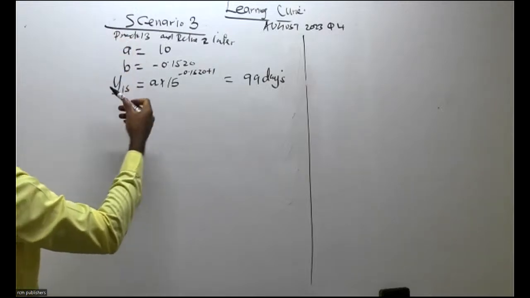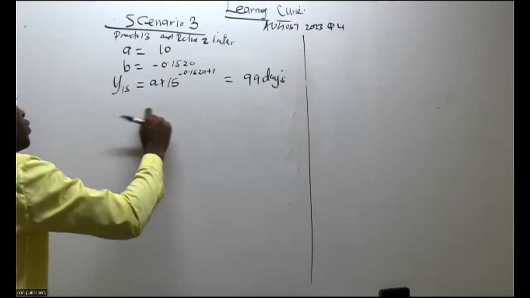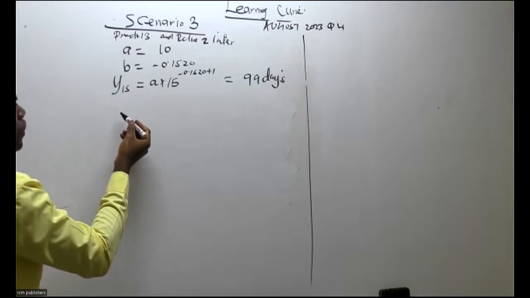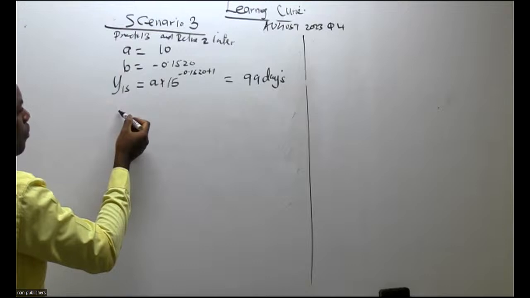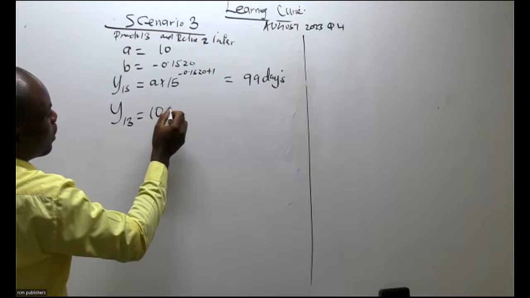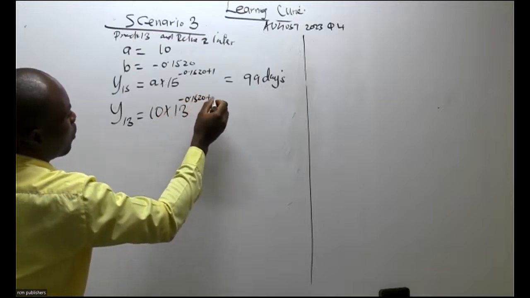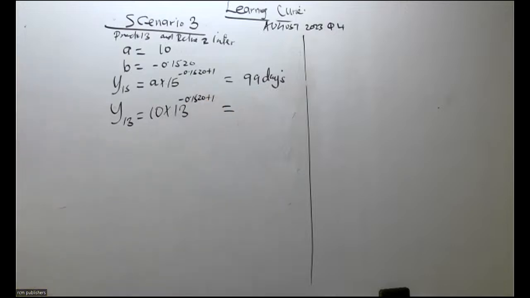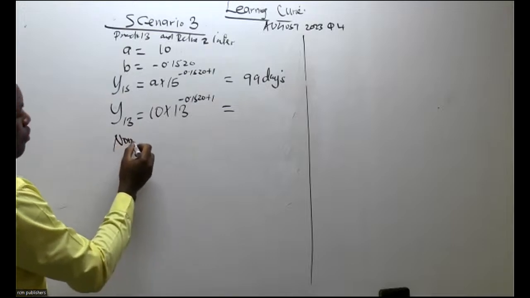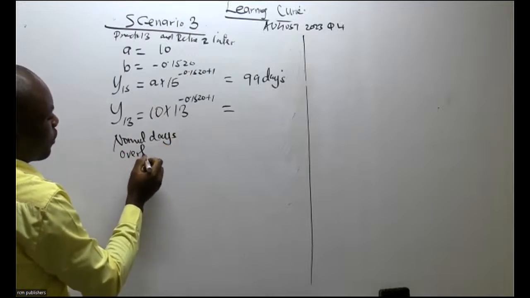Good. So let's look at the number of days they are going to take to produce the 13 buses. The first 15 minus the first 13 will give us the difference between those two. So let's first of all get the time taken to produce the first 13. Y at 13 will be equivalent to 10 times 13 raised power negative 0.1520 plus 1. Tunapata ngapi?